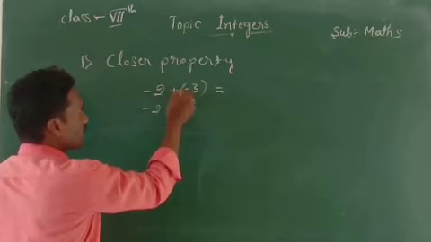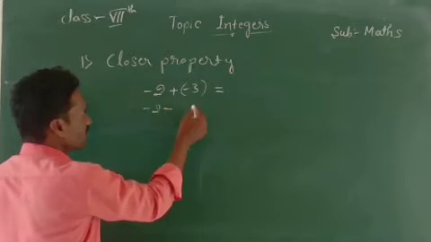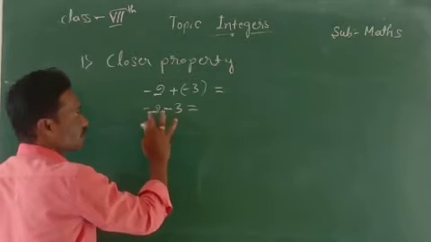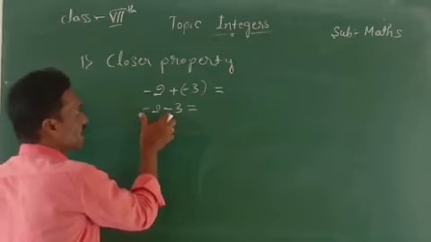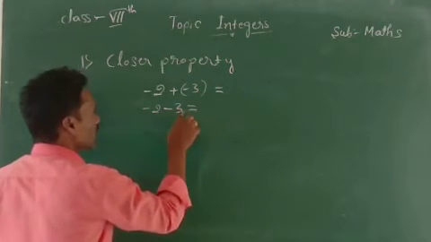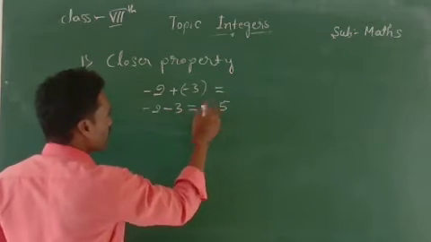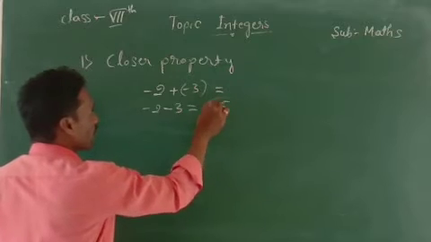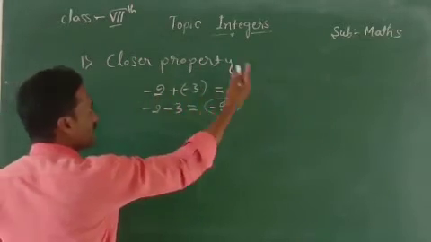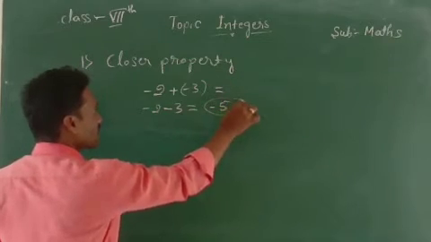-2 plus -3: minus into minus is minus, so both are minus. What we have to do is add and write the sign. Both are minus, so we add 2 plus 3, that is 5, but the sign we have to write is minus. So we got -5. If we add two integers, we get another integer.